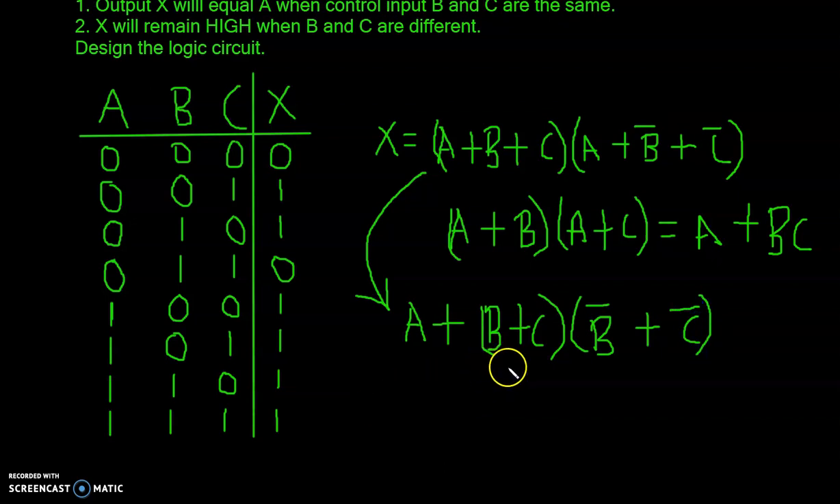Okay, and now if we expand this, we will get B and B complement, which is 0, or BC complement, right? It is an easy expansion, you can do it. So we have A or BC complement, because B and B complement will be 0, right? And then we will have C and B complement or C and C complement. Again C and C complement will be 0, so I am writing C and B complement.